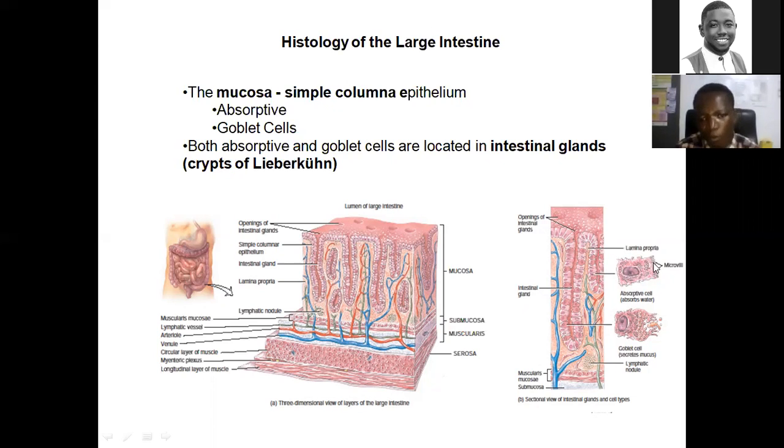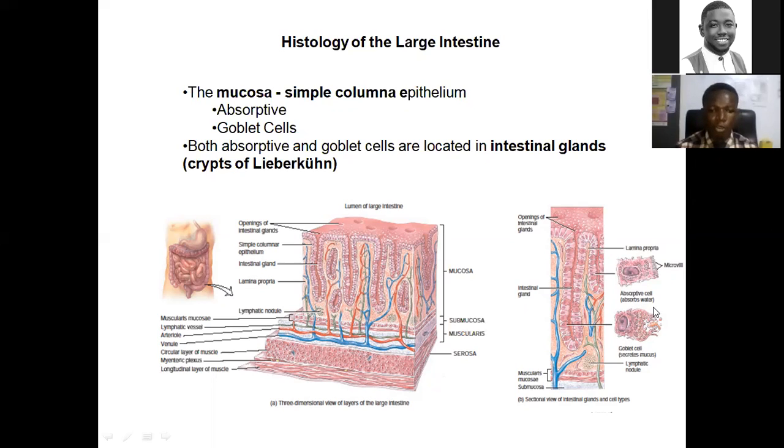It is made up of a brush border because of the way the lumen side looks. It looks like a brush, so it is termed as brush border. So it is made up of a brush border over there.